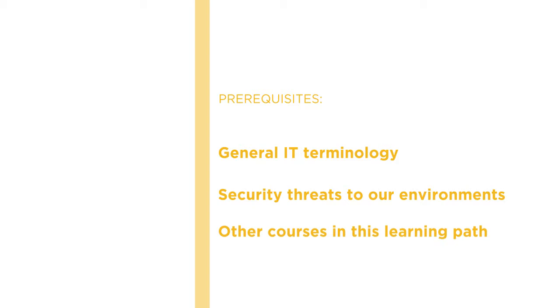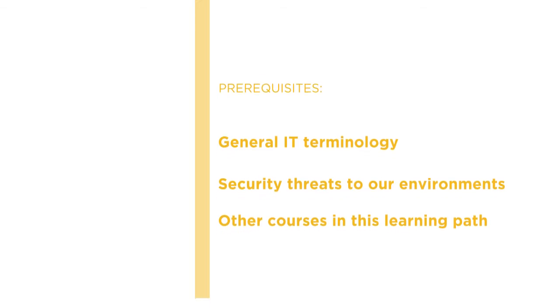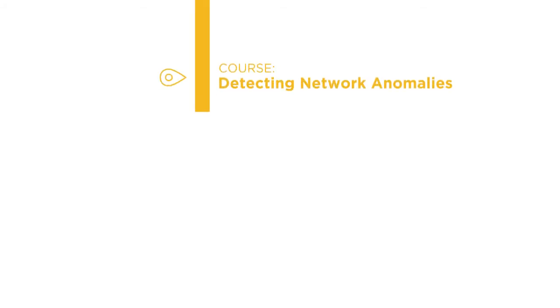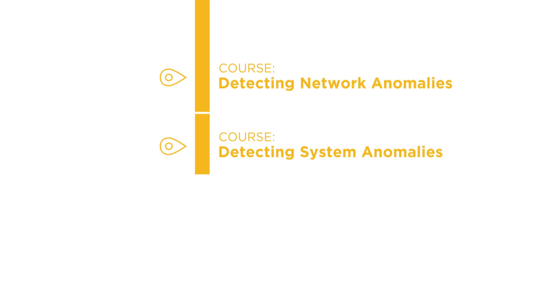Before beginning this course, you should be familiar with general IT terminology, security threats to our environments, and maybe have taken some other courses within the security event triage skill path. From here, you should feel comfortable diving into more advanced courses in the security event triage skill path, such as detecting network anomalies with behavioral analysis and detecting system anomalies.